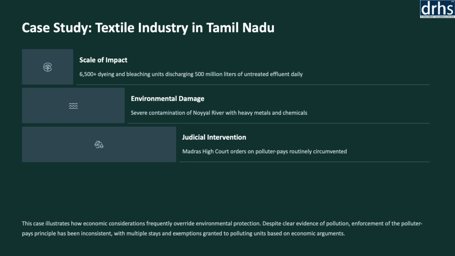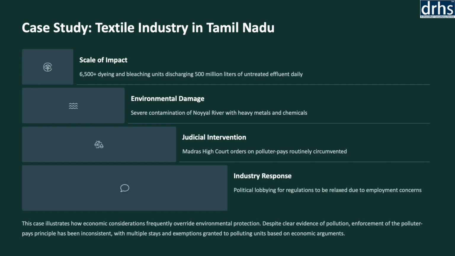The Tamil Nadu Pollution Control Board was directed to strictly monitor compliance. The court also underscored that economic progress cannot be achieved at the cost of environmental sustainability. The next is related to the industry response. Following the judicial pressure, many units implemented ZLD, that is Zero Liquid Discharge systems, and adopted cleaner technology.